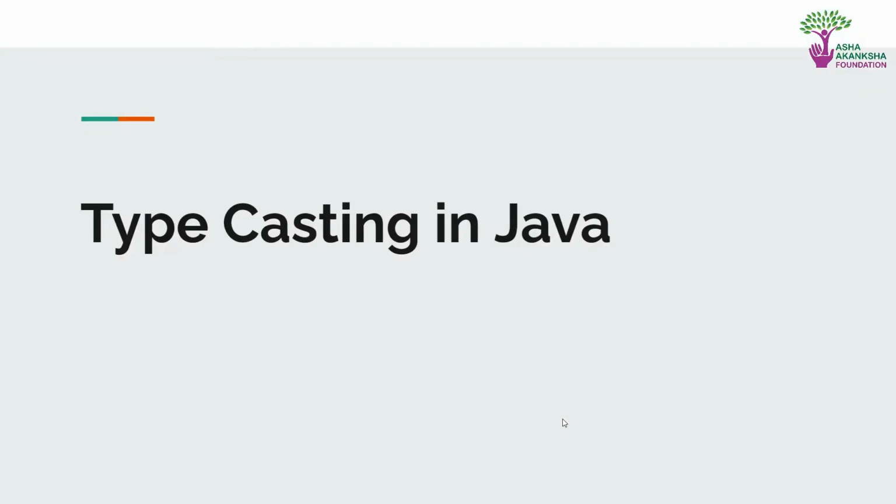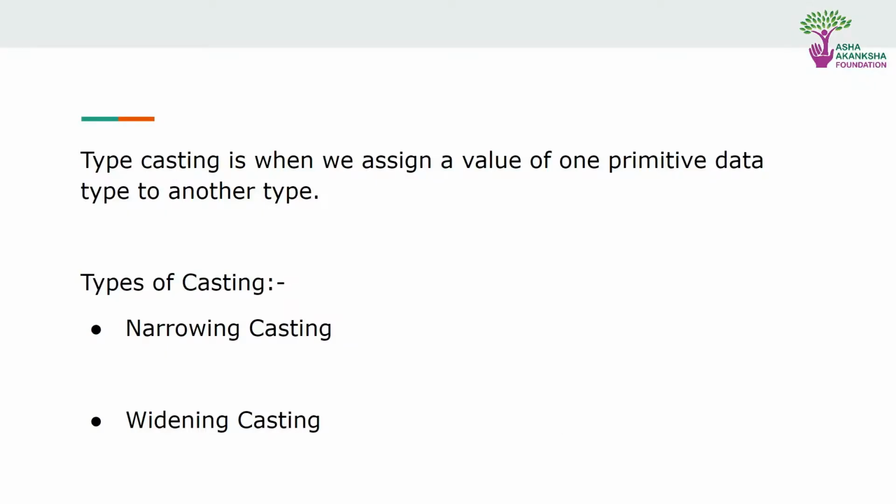Then we have typecasting in Java. Typecasting is basically assigning a value of one data type to another data type. So let's say you want to convert an integer value to a float value. This is called typecasting. Typecasting is of two types: first narrowing and then widening.